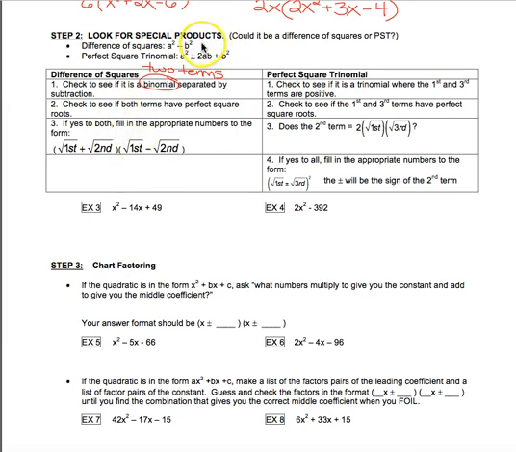So, meaning if I were to factor this example, the square root of a squared is a. So a would go in the front of both parentheses. The square root of b squared is b, so that would go in the back. One of them gets a plus and one of them gets a minus.